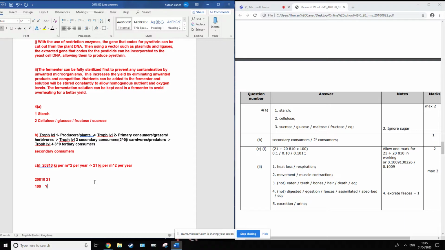Hocam ben de geldim. Hoş geldin. Hoş bulduk. Kaçıncı sorudayız? Bir dakikacık. 4 C. Tamam hocam.